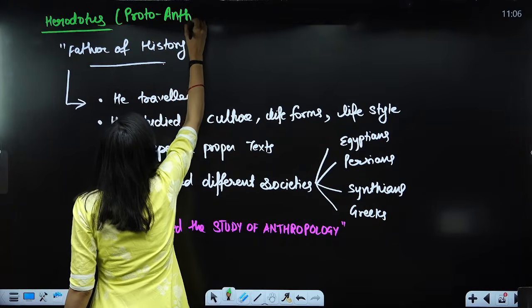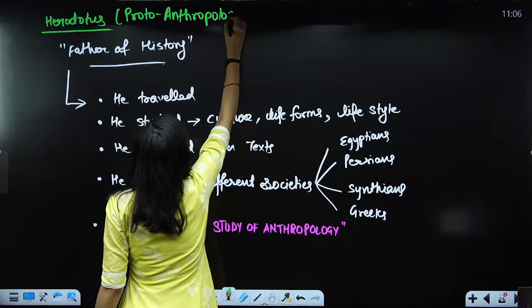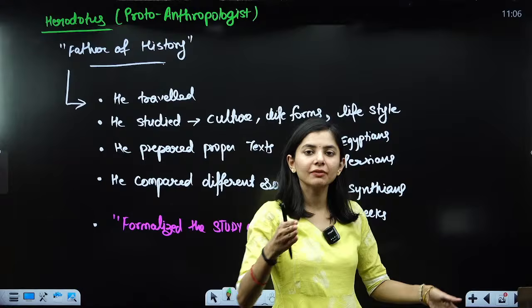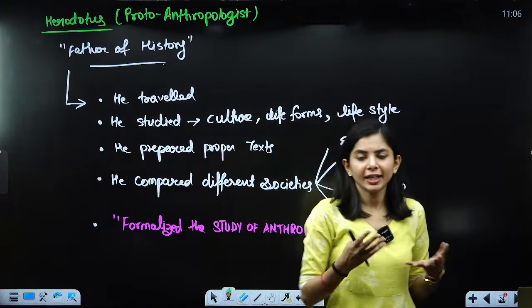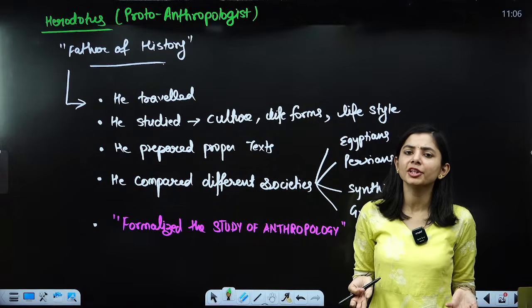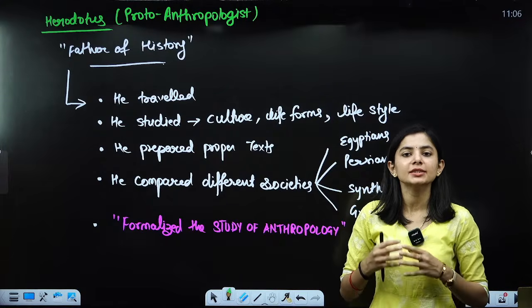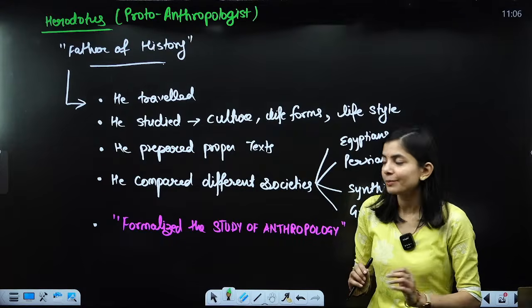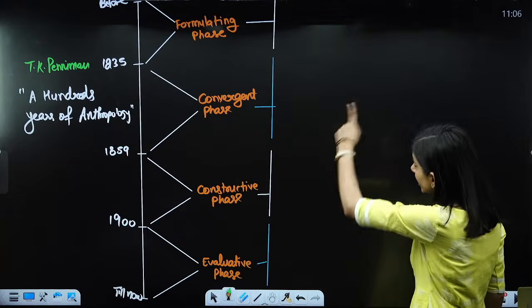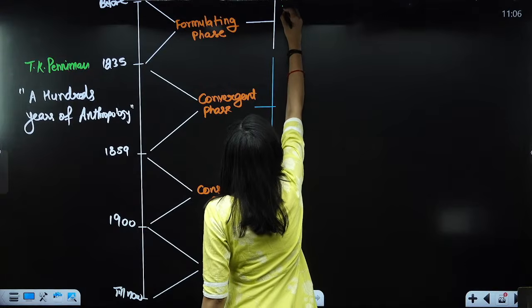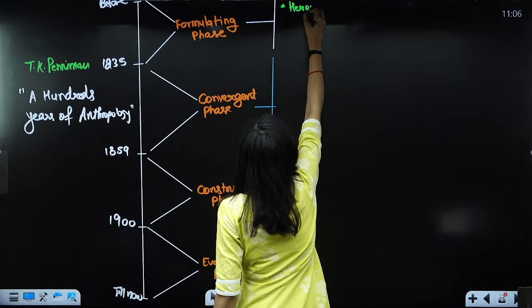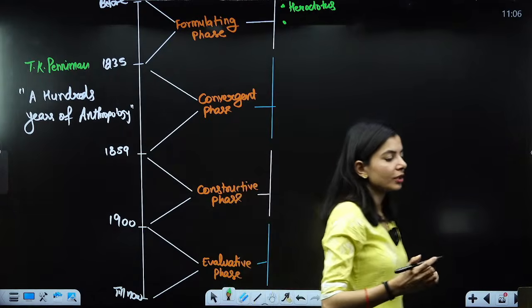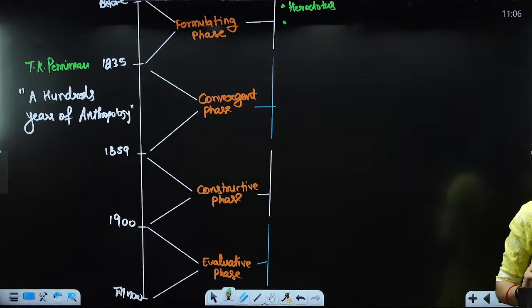So Herodotus was also given the name proto-anthropologist. Why? Because he was the earliest anthropologist. Anthropologists are the ones who study human beings, and he is considered the proto-anthropologist, the earliest anthropologist. Fine. Okay. So here we are just going to write down his name, Herodotus, because he was the earliest contributor to anthropology.